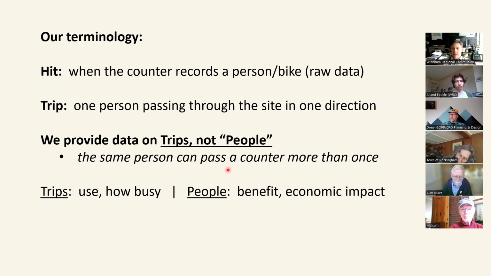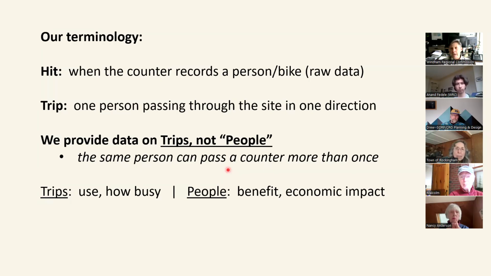So a trail like the Haystack Mountain Trail, which goes up to the summit and then comes back down, it's basically an out and back trail. We may have 100 hits on the counter, which signifies that there's 100 trips on that trail, one person passing the counter in one direction. But in most cases, a person is passing the counter twice, as they're hiking up the mountain and as they're coming back.